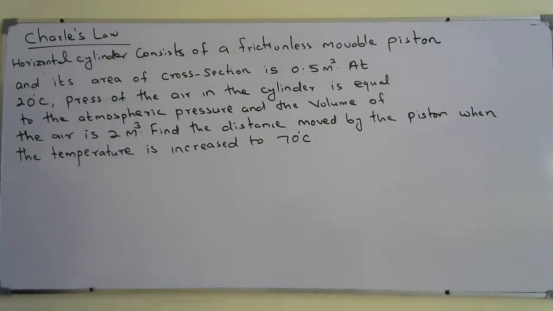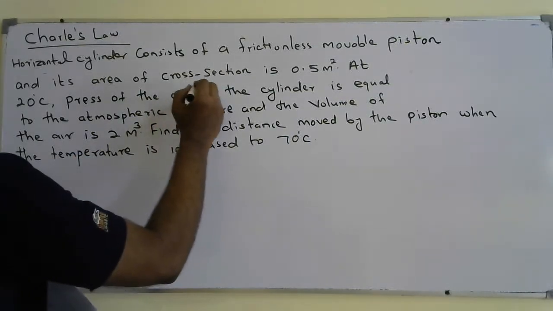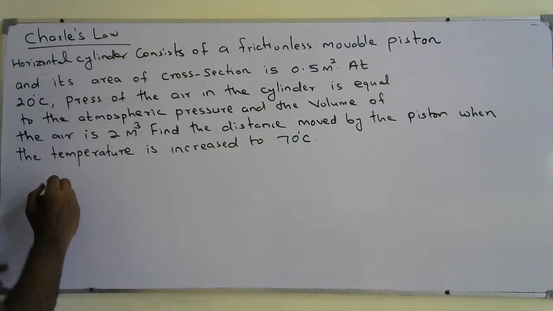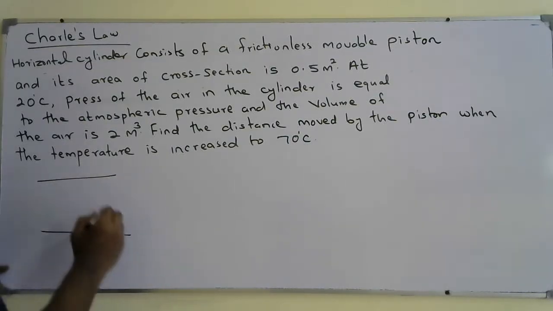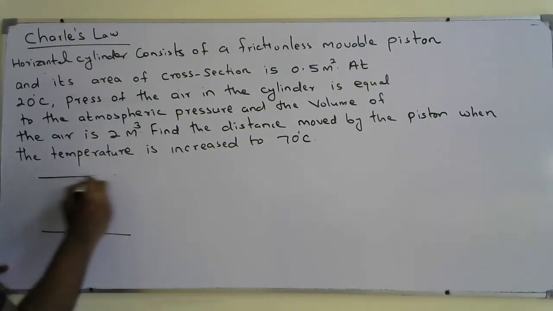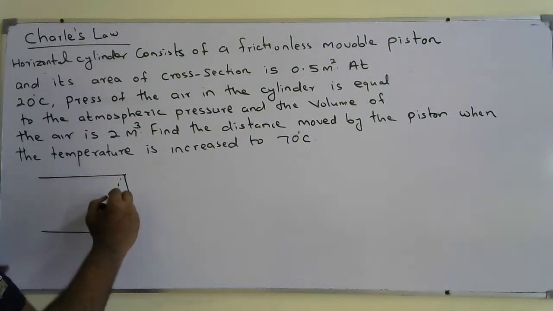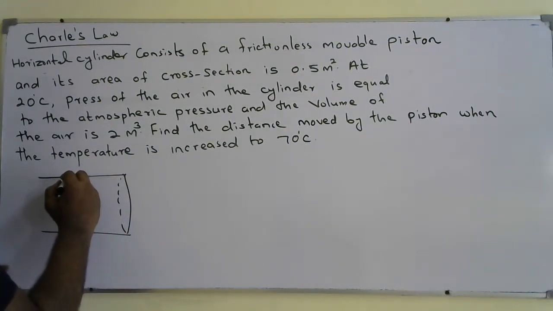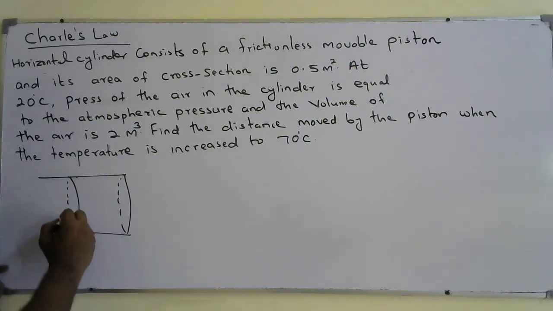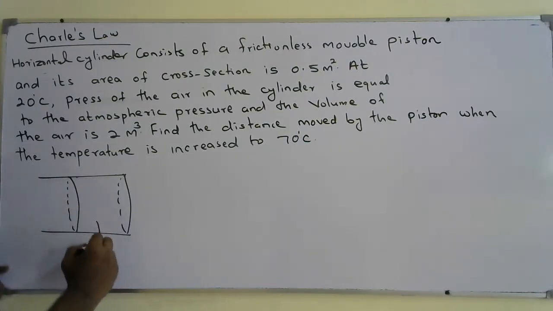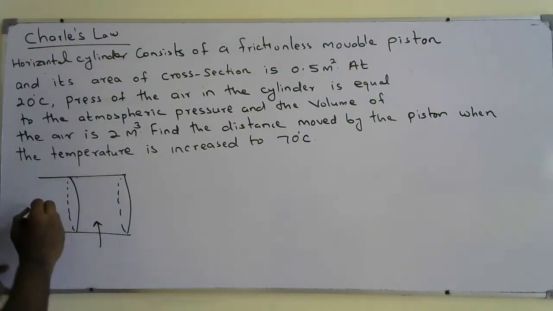A horizontal cylinder consists of a frictionless movable piston and its area of cross section is 0.5 meters squared. At 20 degrees Celsius, the pressure of the air in the cylinder is equal to atmospheric pressure. If I consider the cylinder like this, it's a cylinder. There's a movable piston. This is the air. The pressure is the same as atmospheric pressure. So the pressure inside and outside are the same.